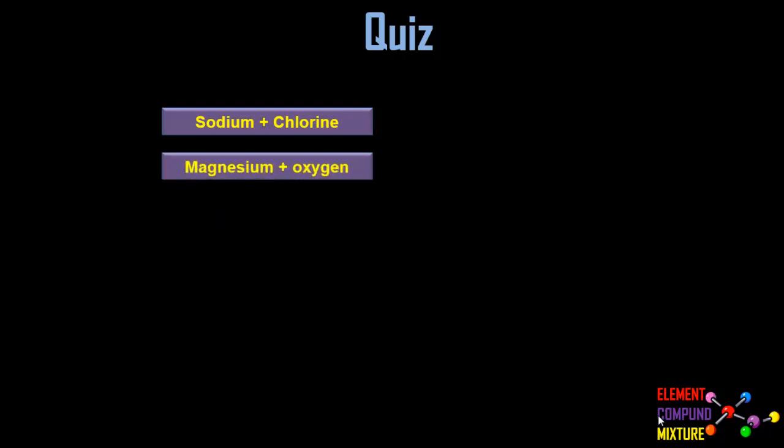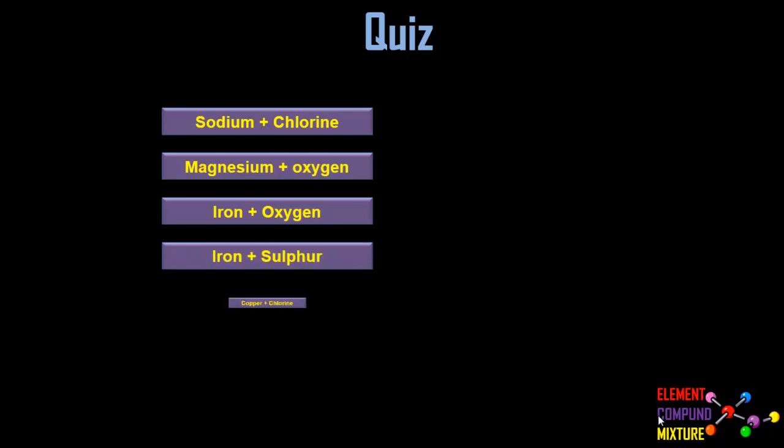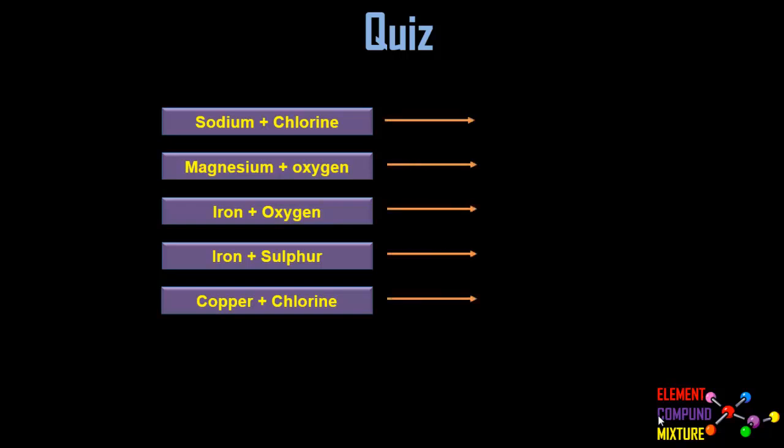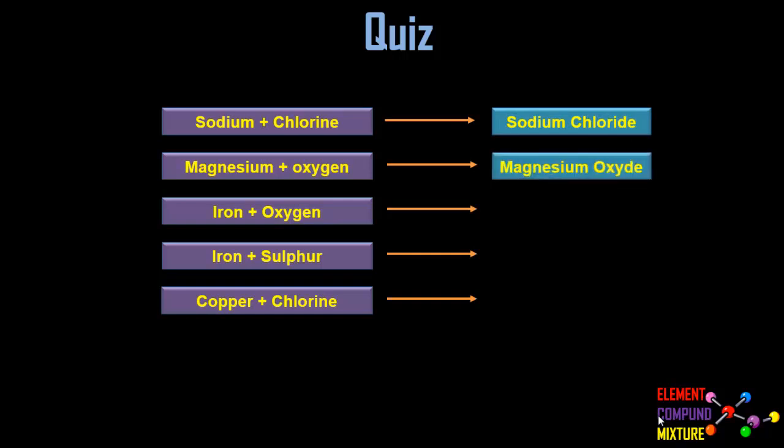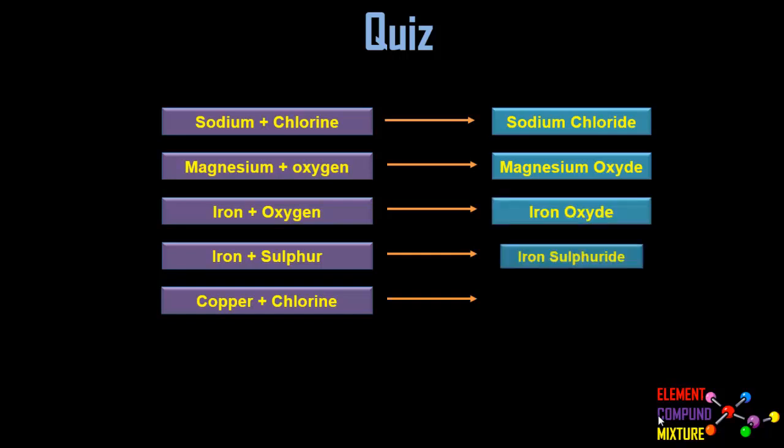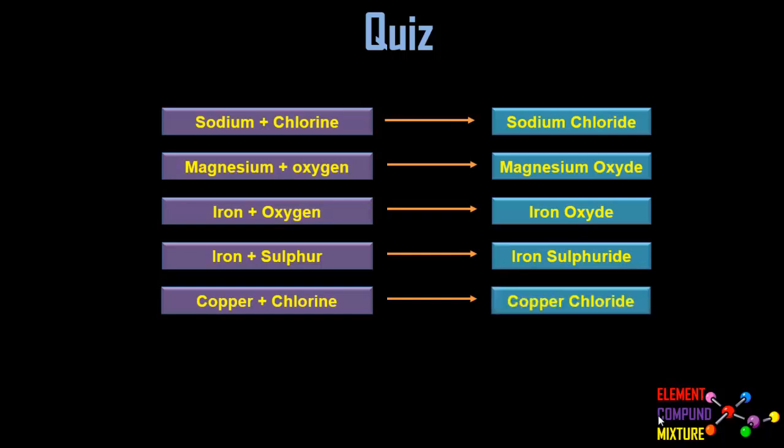Okay, the last quiz is to name: sodium plus chlorine, magnesium plus oxygen, iron plus oxygen, iron plus sulfur, and copper plus chlorine. The name is: sodium plus chlorine, sodium chloride. Magnesium plus oxygen is magnesium oxide, iron plus oxygen, iron oxide, iron plus sulfur, iron sulfide, and copper plus chlorine is copper chloride.